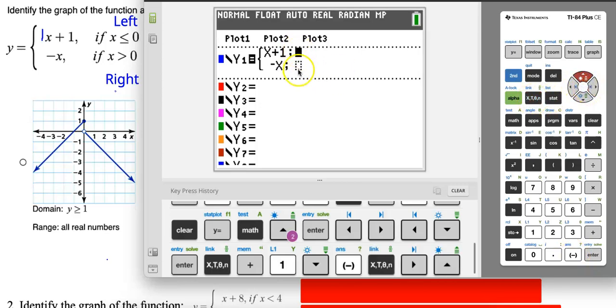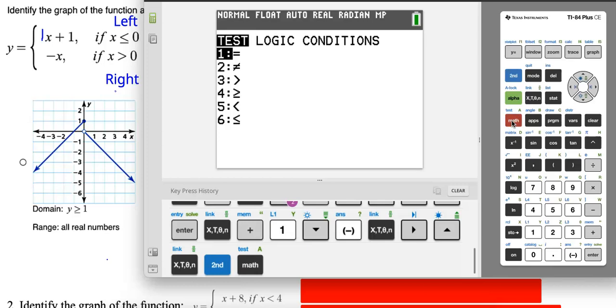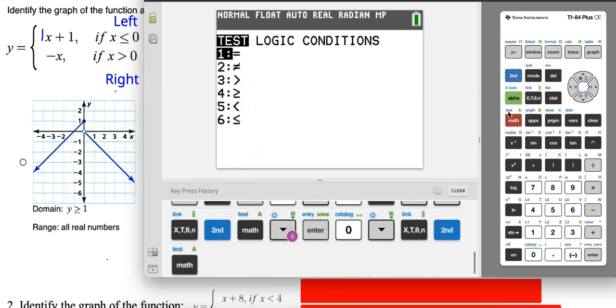Now the tricky part is over here with the domain restrictions. So you can either use this x, which I'll do, and then to find the less than or equal to sign, it is under the test category, which is in blue. So I'm going to hit blue and then math, and that will pull up all your inequality signs. So I want a less than or equal to, and then a 0. I'm going to go down, and now I want to do x greater than. Again, you're going to press second math to pull up the test and find our greater than sign.